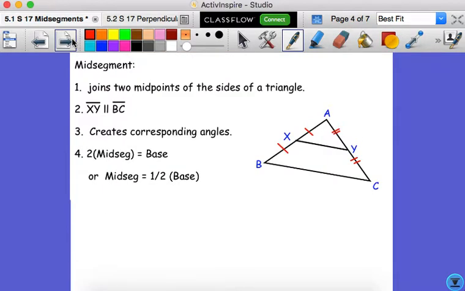So I would jot down these pieces here that we know all about a mid-segment, what it is, what the properties are, and so on. So that third property here says that it creates corresponding angles, meaning this angle corresponds to this one, and this angle corresponds to this one, all the way from way back when we talked about parallel lines. Property 4 has two different alternatives. You can either double the mid-segment and set it equal to the base, or you can set the mid-segment equal to half of the base. Pause here if you need to jot all of this down.